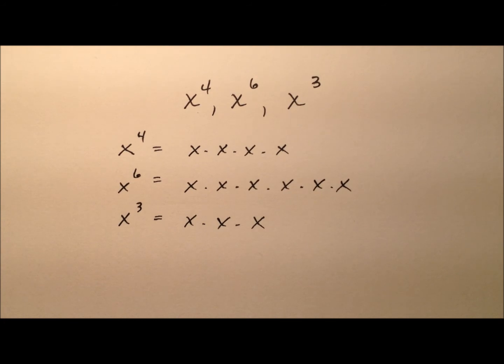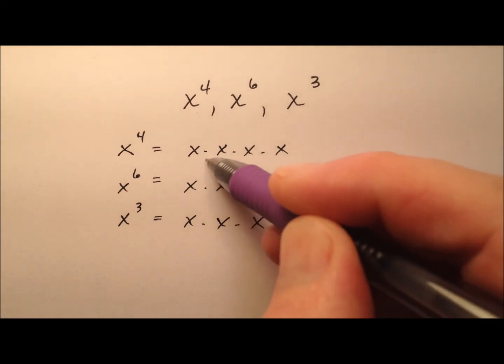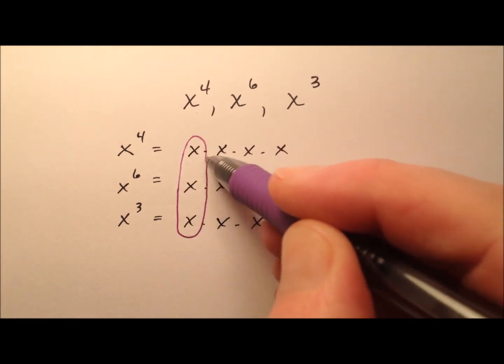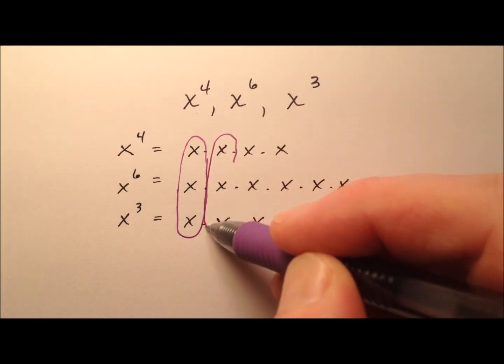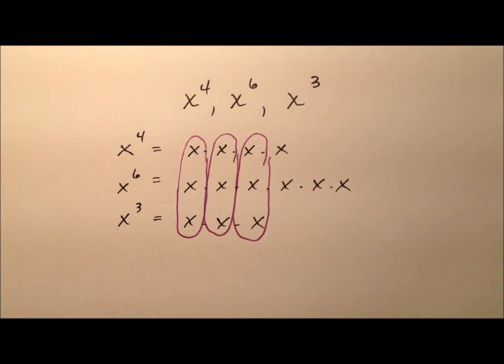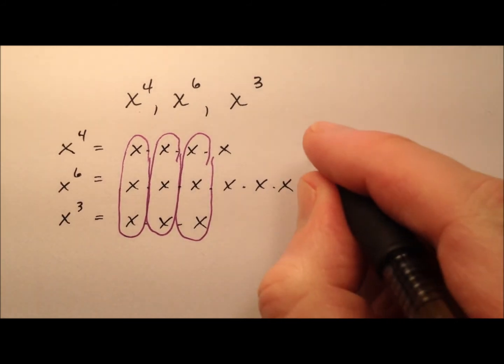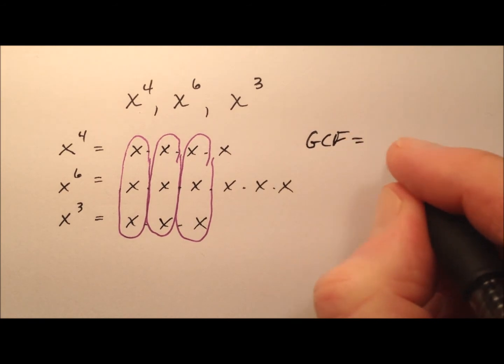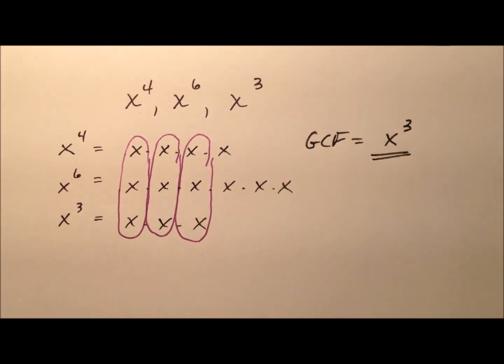So when you're talking about what's the greatest common factor, you're asking yourself, what factor or factors do all of them have in common? And let's get them all together. Okay, well, they all have at least one x, and they all actually have at least another x, and they all have a third x, but that's kind of where it stops, isn't it? So what's the greatest common factor between these three terms that are all variables? Well, the greatest common factor is x cubed.